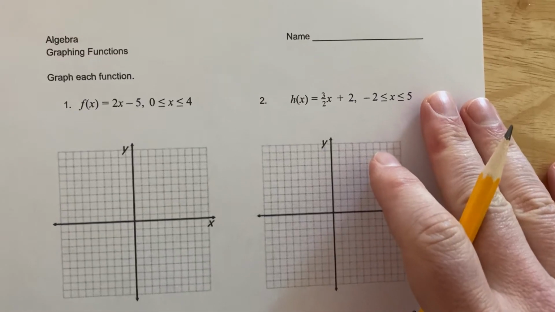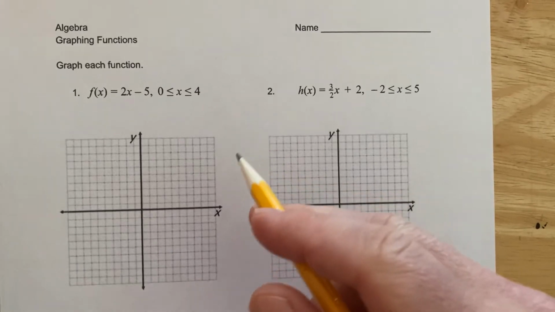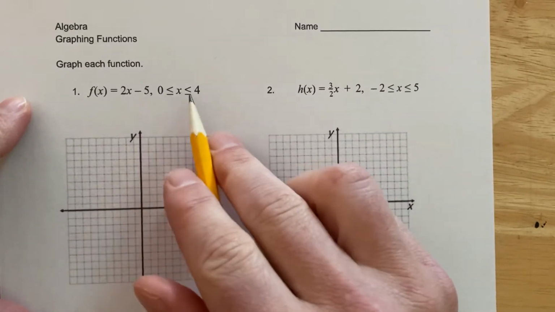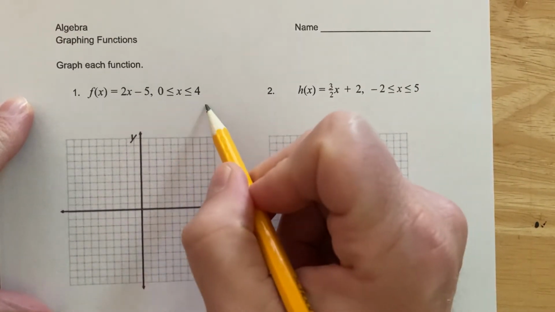Hi, these are the answers to the graphing functions worksheet. What we're doing here is graphing these lines like we normally do with slope and y-intercept, but we have a restriction, kind of like walls put in place. So for this one, we're only going to graph it between 0 and 4.